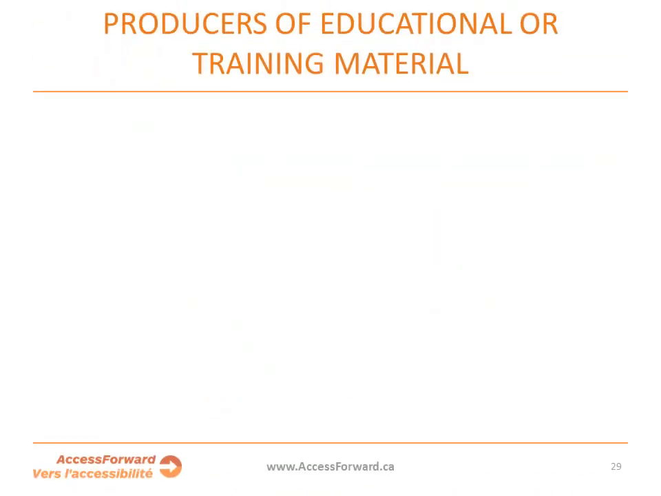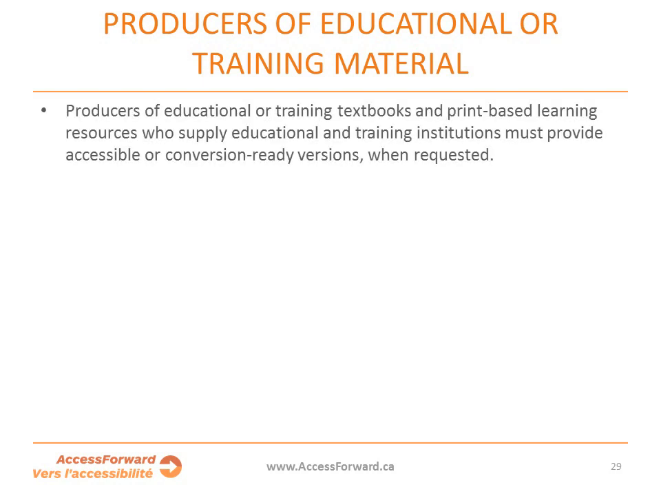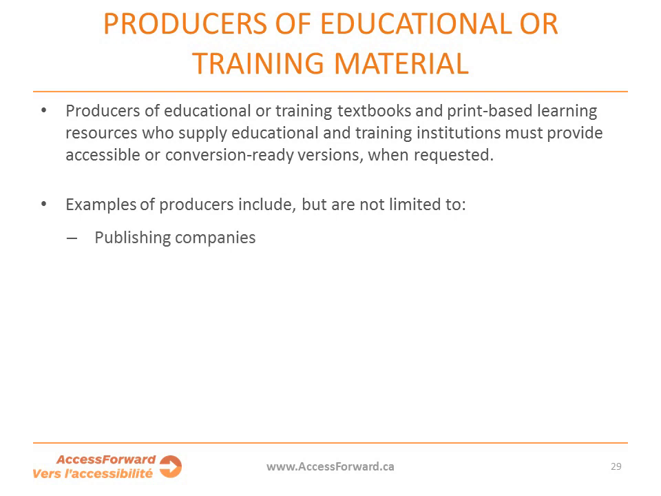Producers of educational or training material. Producers of educational or training textbooks and print-based learning resources who supply educational and training institutions must provide accessible or conversion-ready versions when requested. Examples of producers include but are not limited to publishing companies, universities, school boards.